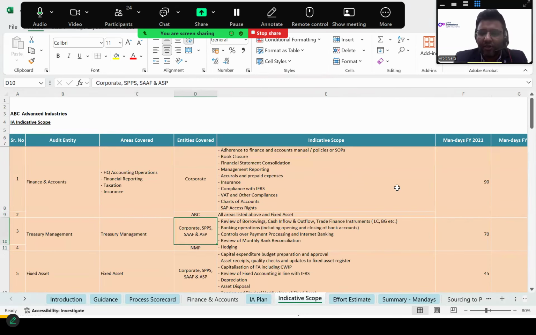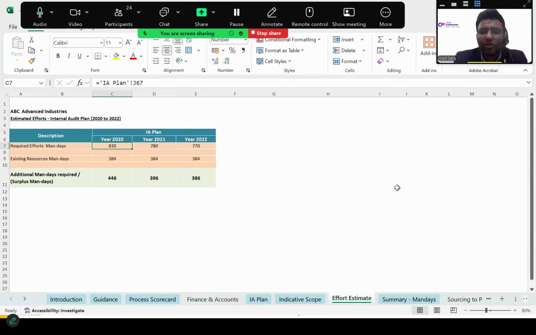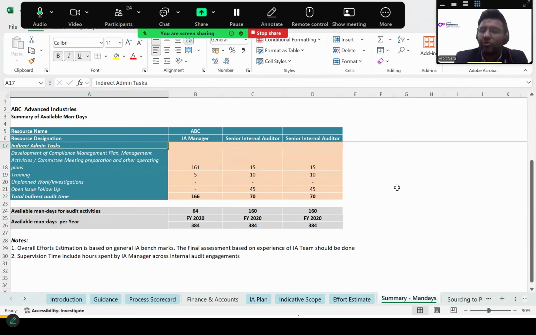Similarly, for the next area, how many mandays do I need? These mandays we can also put into different effort estimates. So total, let's say in 2020 we need 830 mandays, or in 2021 we need this many mandays. The existing resources that we have can spend only this many mandays, so I need additional mandays of this much. So then probably I can also put this across to different team members.